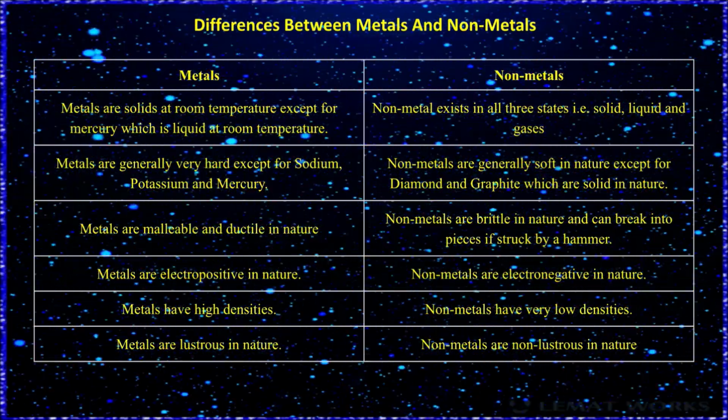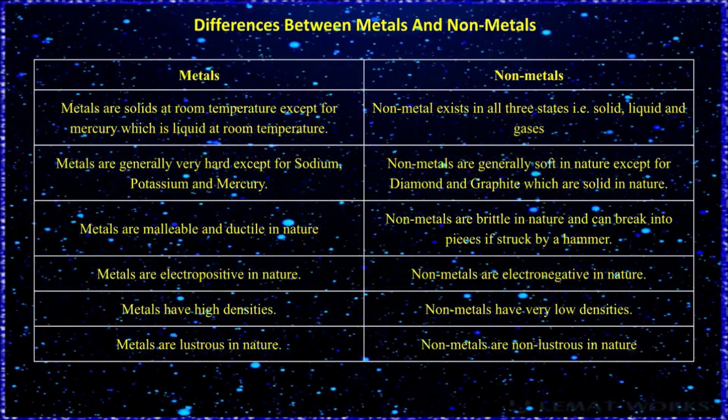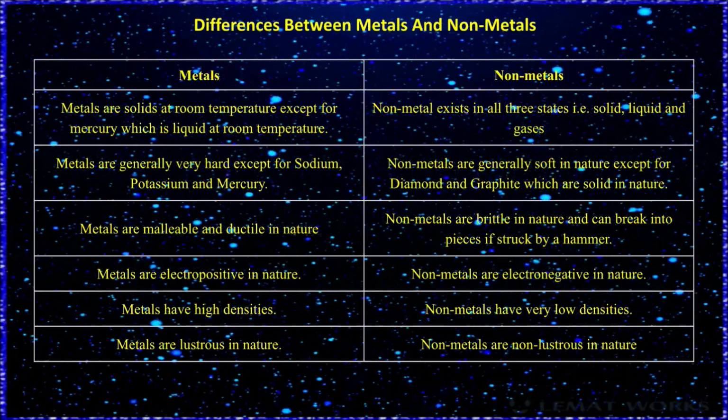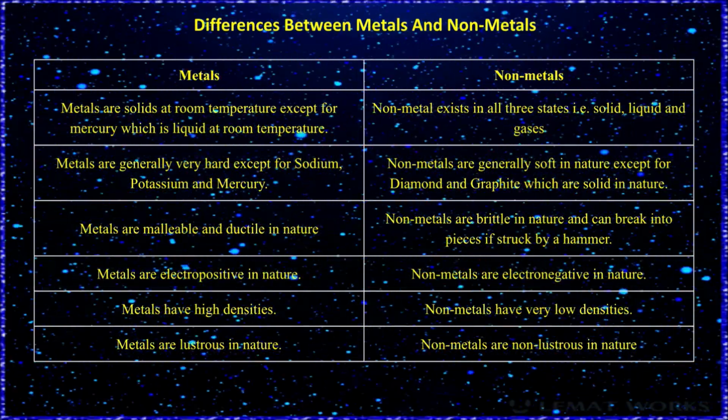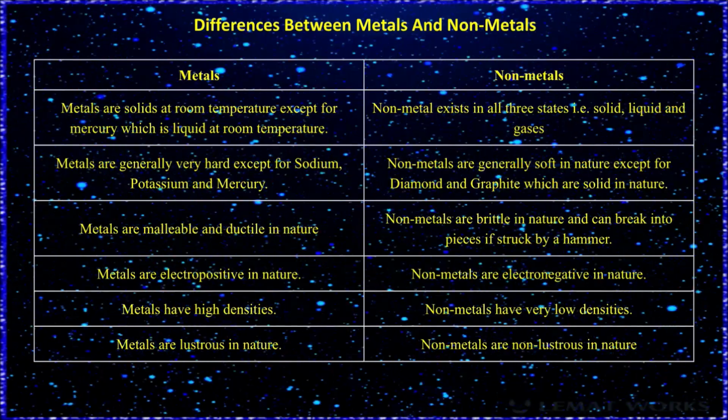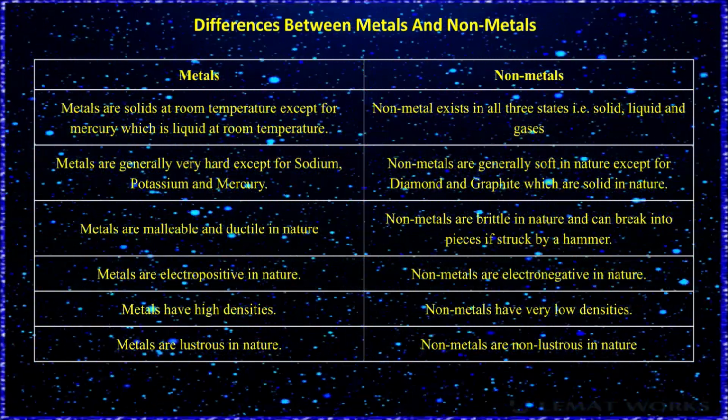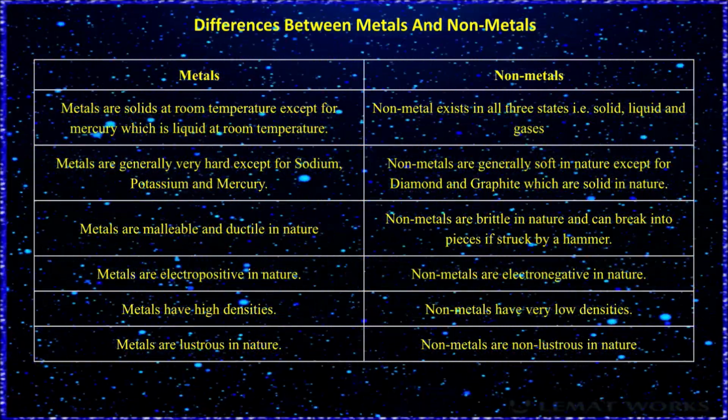Metals are electropositive in nature. Nonmetals are electronegative in nature. Metals have high densities and nonmetals have very low densities. Metals are lustrous in nature and nonmetals are non-lustrous in nature.